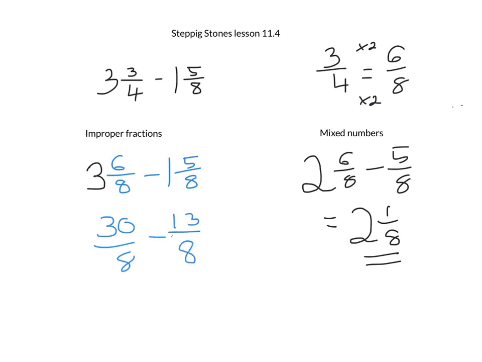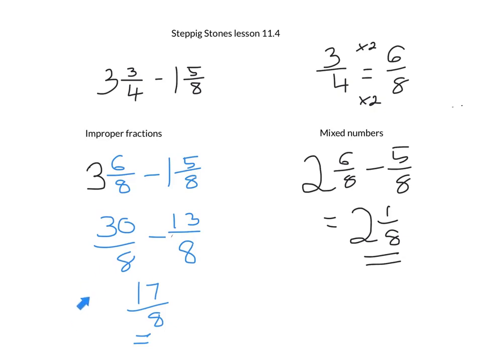They've already got the same denominator because I changed that at the beginning. I changed my 3/4 to eighths. Therefore, all I have to do is 30 take away 13. And 30 take away 13, do you know? Yes, it's 17. 17 eighths, which is your answer as an improper fraction.